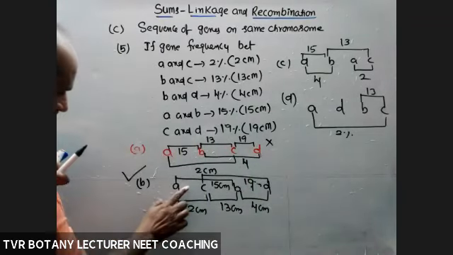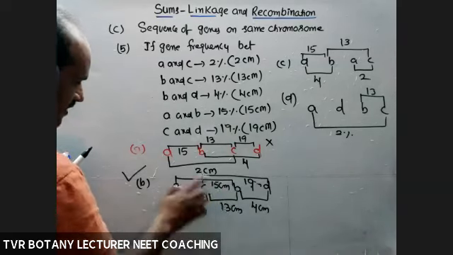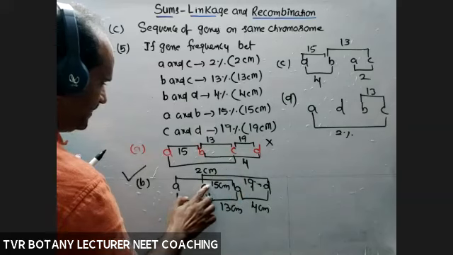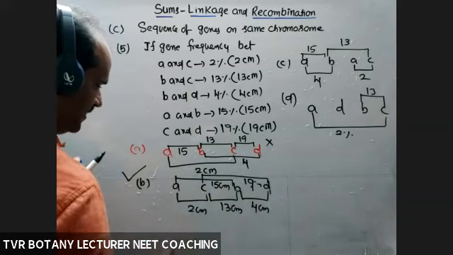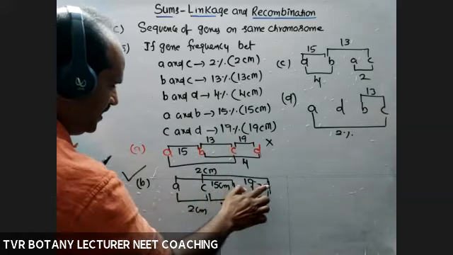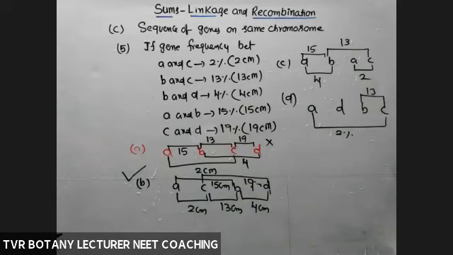How to get it? The distance between A and C is 2, and C and B is 13. So 13 plus 2, 15, is the distance between A and B. Okay, acceptable. Next, the distance between C and D is 19 given. Is it correct or not? Check it. The distance between C and B with the distance between B and D is equal to 19. Yeah, 13 plus 4. So this is the correct arrangement of genes on the basis of given percentages.